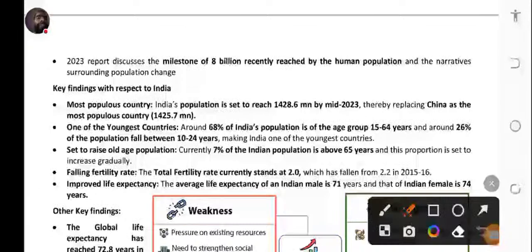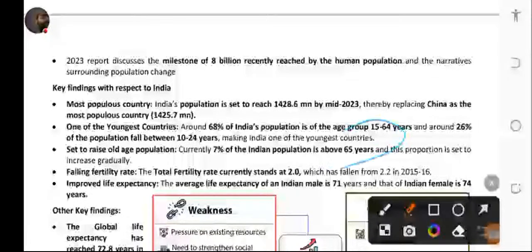Said to raise the old age population. Currently, 7% of the Indian population is above 65 years, and this proportion is said to increase gradually. Falling fertility rate: total fertility rate currently stands at 2.0, which has fallen from 2.2 in 2015-16. Improved life expectancy: the average life expectancy of Indian males is 71 years, and that of Indian females is 74 years.